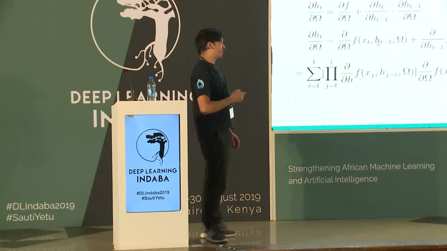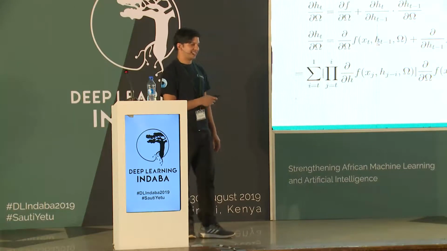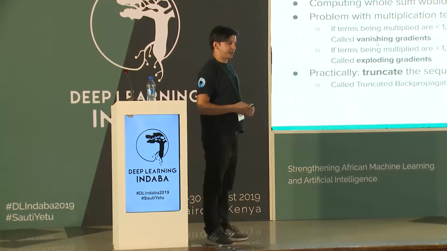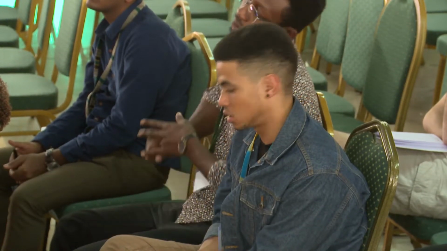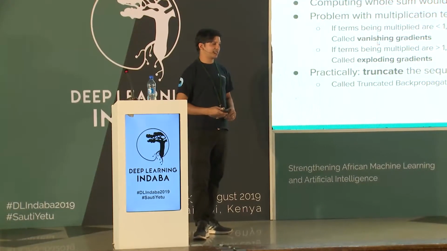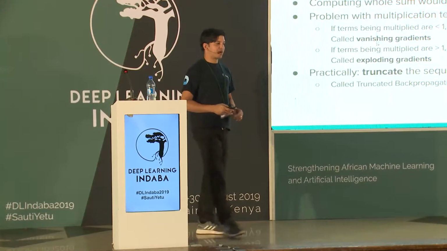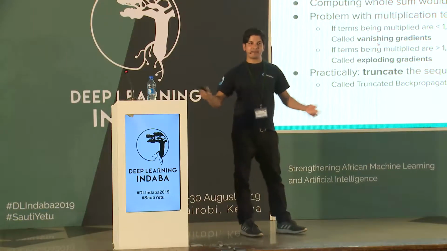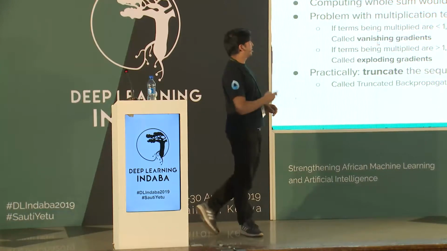So don't worry about the details of this. You can look at it afterwards. There's just some things to note about it. Firstly, we have a sum. So if we have a very long sequence, say a year's worth of daily observations, it can become quite slow and quite memory intensive to compute this entire sum. Okay? We also have a product.